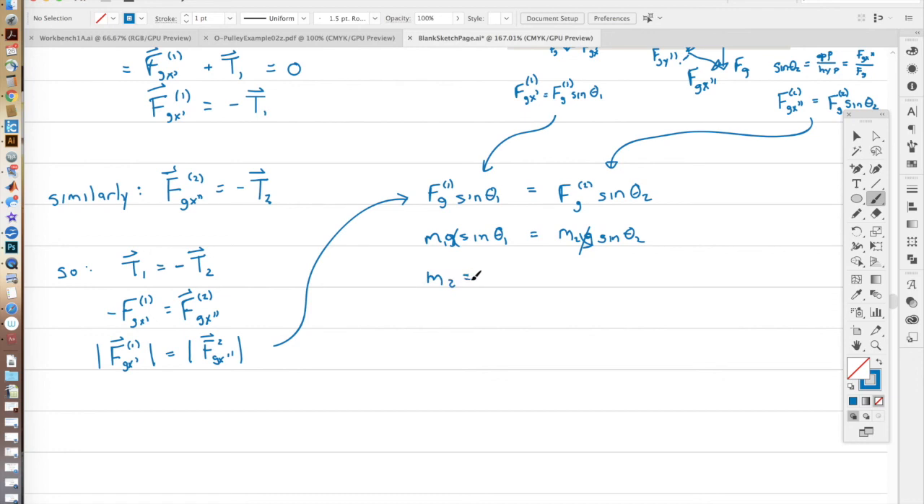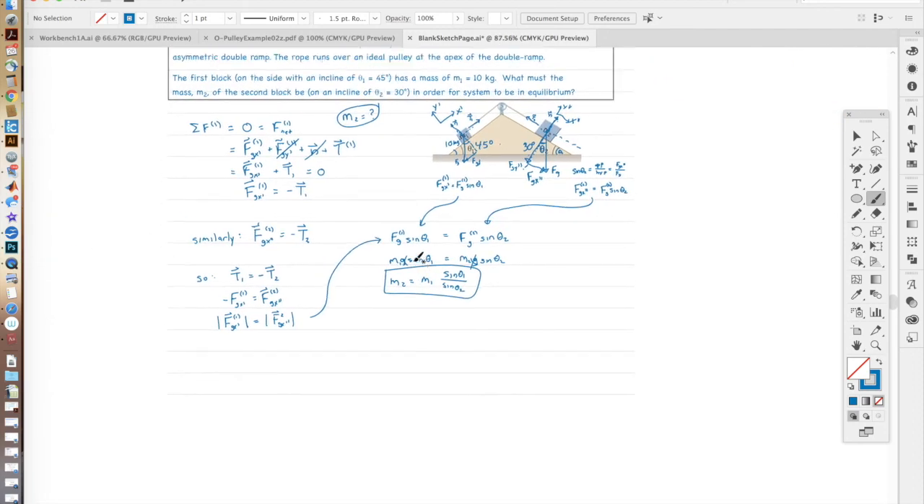M2 is equal to M1 times sine of theta 1 over sine of theta 2. Okay, and that is our solution. I'll let you save my voice. I'll let you guys plug in the numbers, but that is the entire solution. All right.